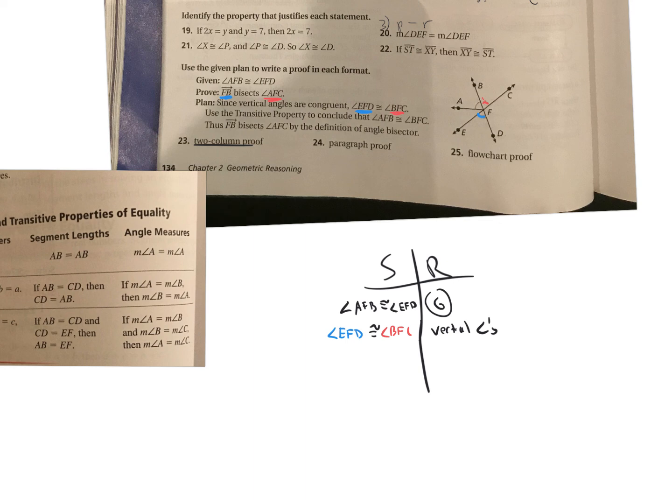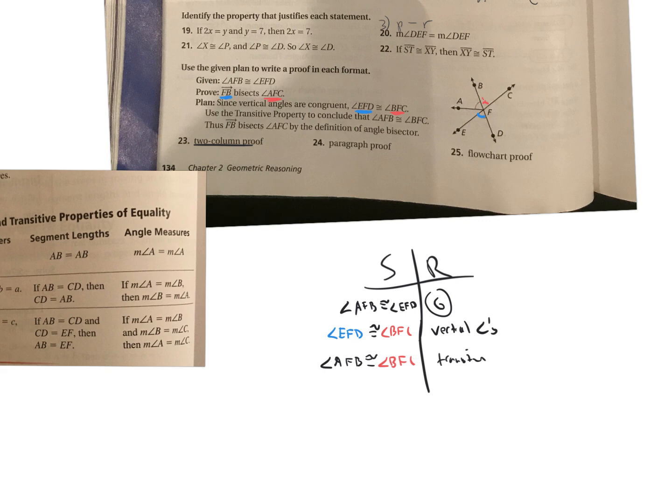So we've established that. Now, if you look at what we've created, we said AFB is congruent to EFD. And by the way, EFD is congruent to BFC. So doesn't it therefore make sense that angle AFB has to also be congruent to BFC? That is the transitive property. Okay.